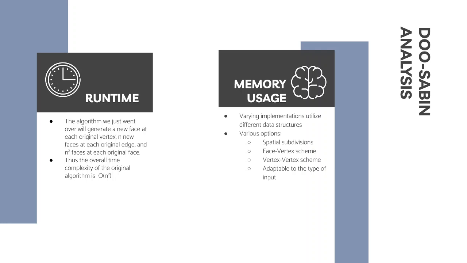Interestingly enough, not many papers actually detail the runtime of the algorithm, most likely because the important part of these papers was the mathematical basis and validity for the algorithm itself. However, after conducting some basic analysis, we can see that the algorithm we just went over generates a new face at each original vertex, and new faces at each original edge, and n-squared faces at each original face. Thus, the dominant term is n-squared, and with the processing necessary for generating these faces, we can assert that the algorithm is big O of n-squared. As for memory usage, varying implementations utilize different data structures and may or may not operate in place. Thus, there are various options, and the memory usage is often determined by the application and its needs.